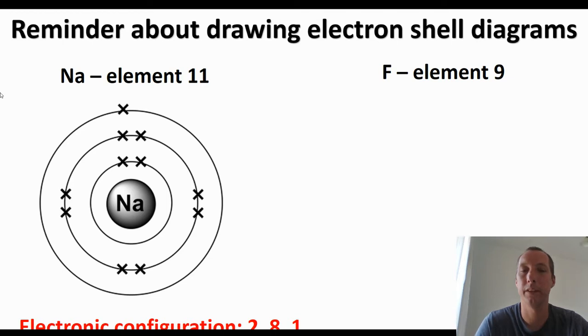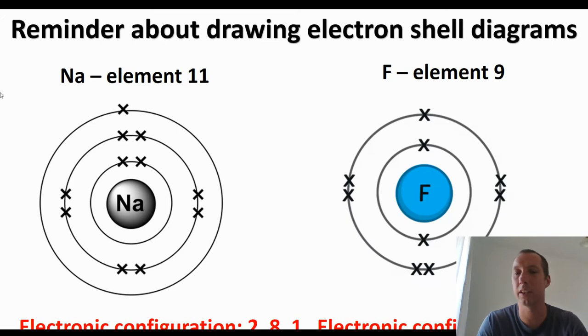Right, hopefully you guys have made a drawing of that. So the configuration for fluorine is going to be 2 in the first shell and 7 in the second. We don't have enough electrons to fill that second shell, and so it's going to look like this. So 2 electrons in the innermost shell, and then we're going to have 7 in the next.